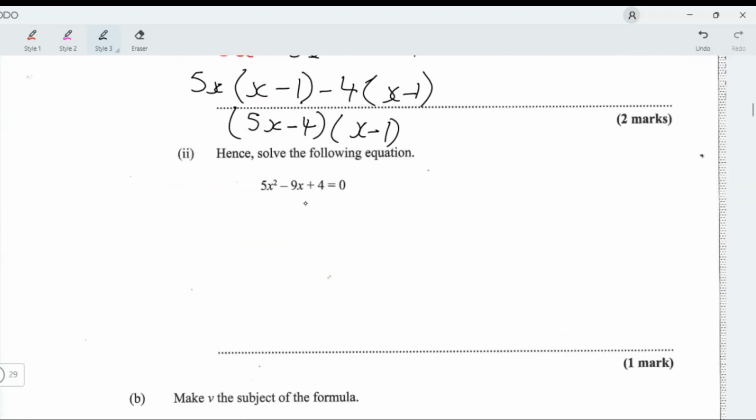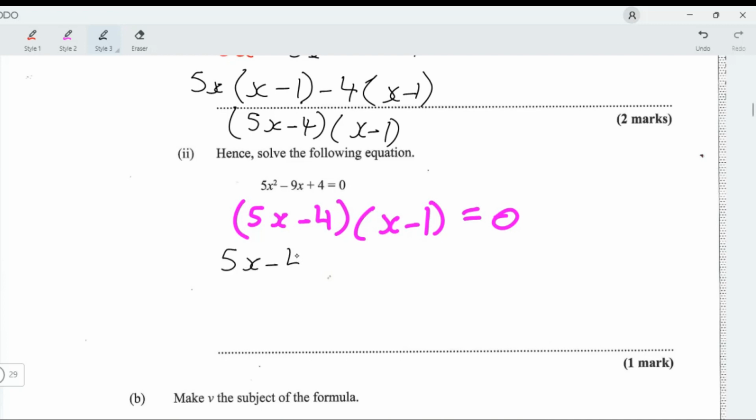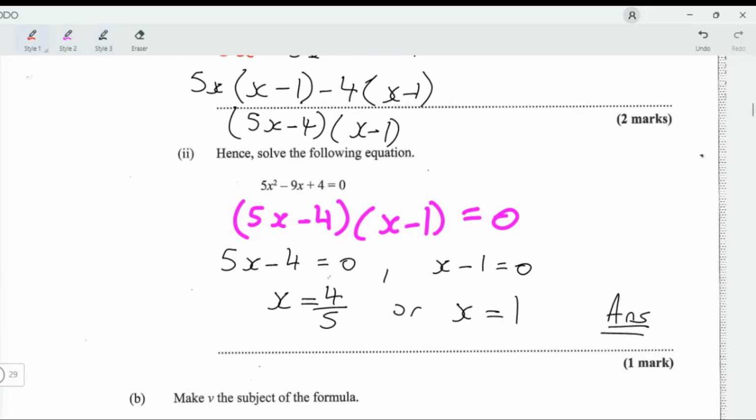Next one it says hence solve it equals 0. Hence means you're going to use what you did above. Remember we just wrote it as 5x minus 4 times x minus 1 equal to 0. Now if the product of two numbers is 0, then either the first number is 0 or the second number is 0. So that means 5x minus 4 is 0, or x minus 1 is 0. Solving it, this will give us x is 4 over 5, or x equal 1. Easy. No problem so far. Nice.